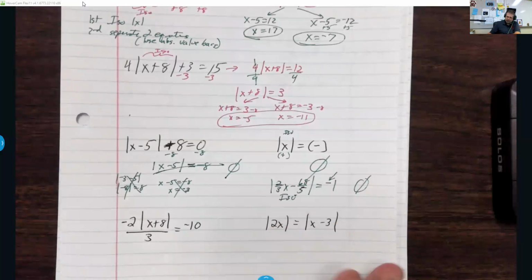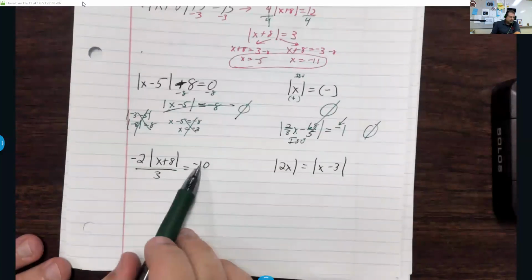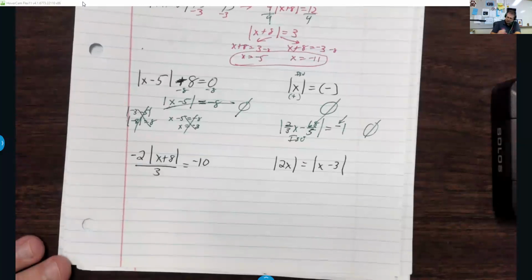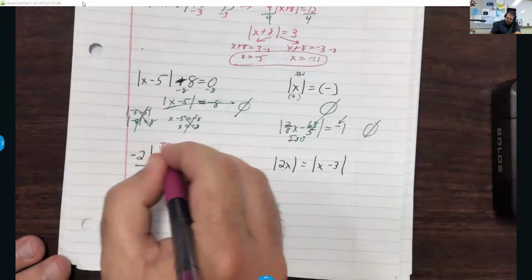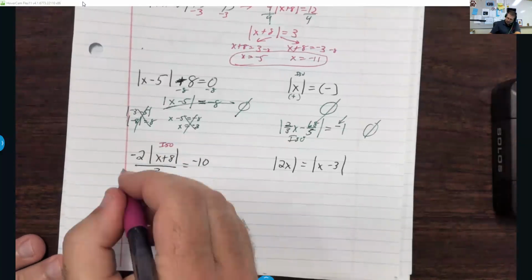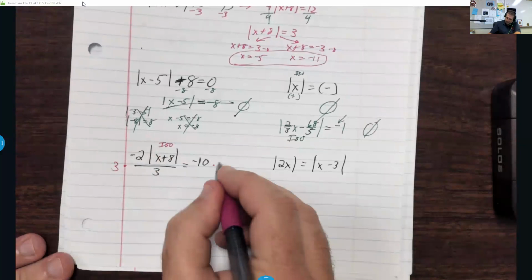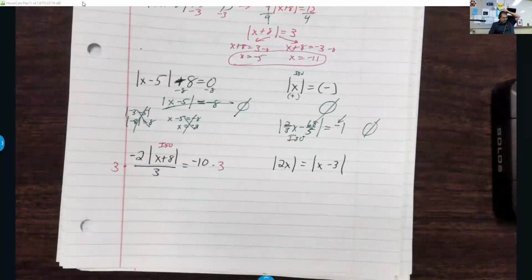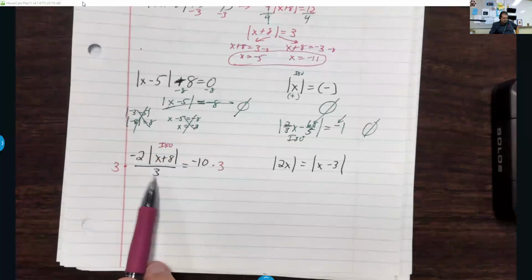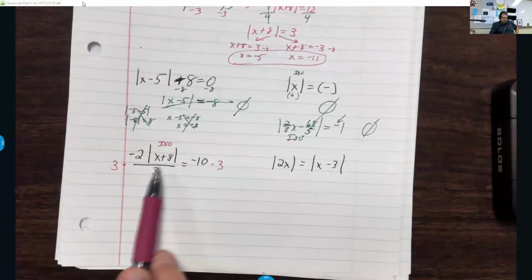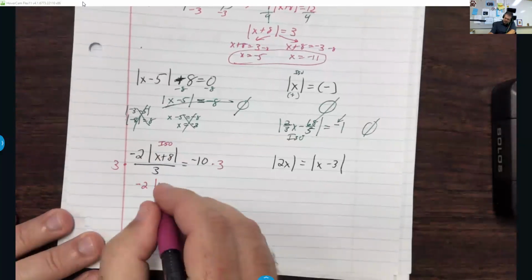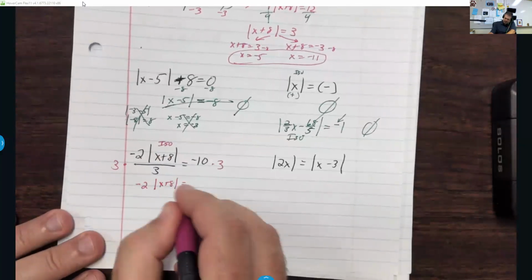Okay. Now, how about here? I have a negative out here. Well, this is not isolated, so you cannot choose that answer yet. I've got to still isolate. So this 3 on the bottom, I'm going to go ahead and multiply both sides by 3. Okay, so notice what I have. I got negative 2 times the absolute value all over 3, 3's on the outside, is equal to 10. So I'm getting rid of the 3 first, and I get negative 2 times the absolute value of x plus 8 is equal to negative 30.